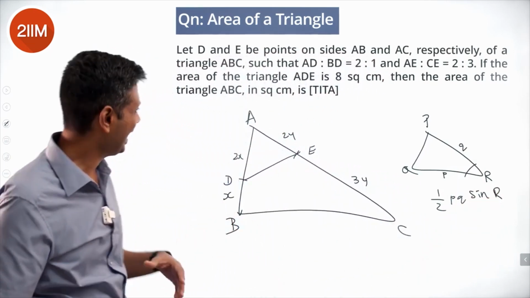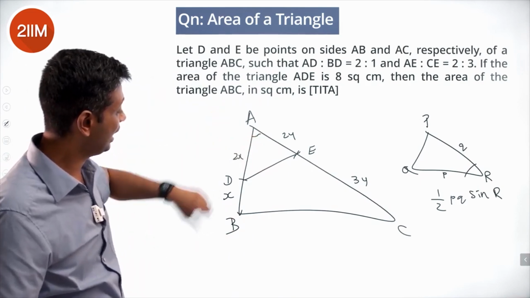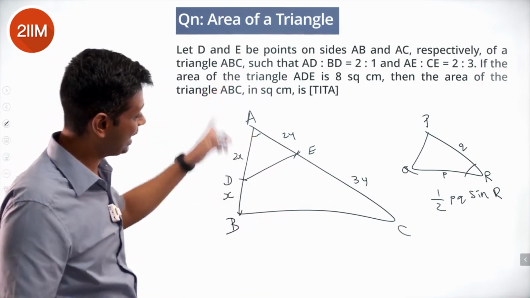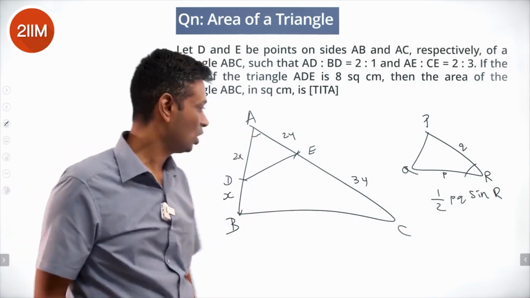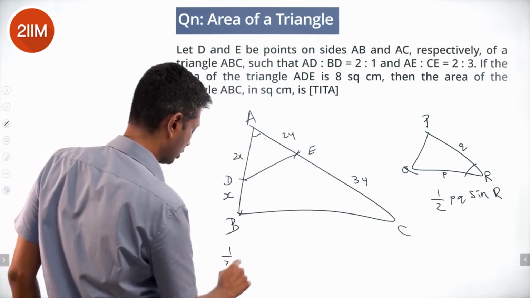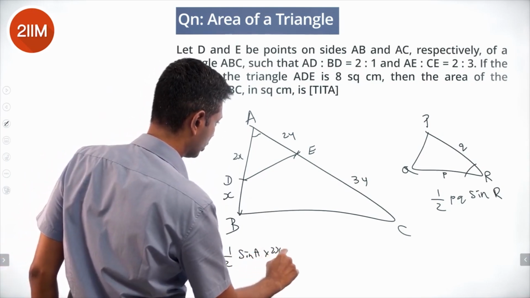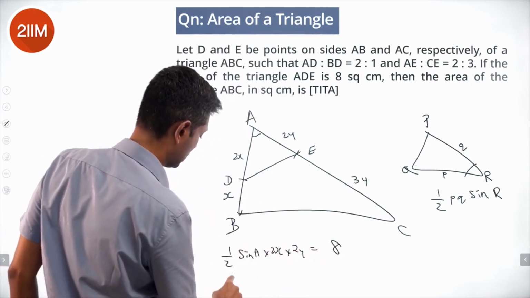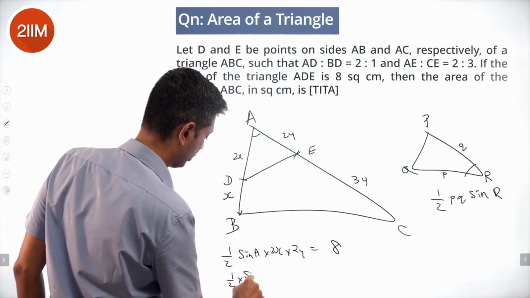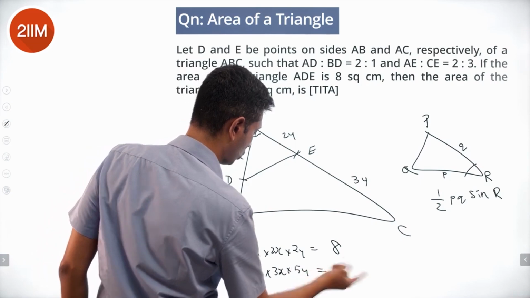Area of triangle ADE is half into AD into DE into sine of angle A. Area of triangle ABC is half into AB into AC into sine of angle A. Sine of angle A is common, so half into sine A into 2x into 2y is 8. And half into sine A into 3x into 5y, what is this going to be?